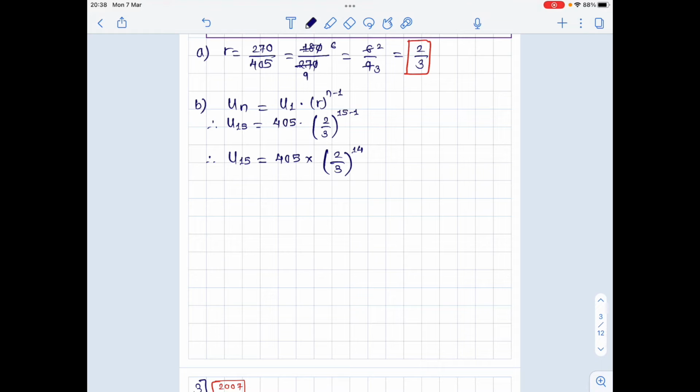Now you are allowed to use a calculator. So if you type 2 over 3 raised to the power of 14, multiply by 405, you will get U15 is equal to 1.39.